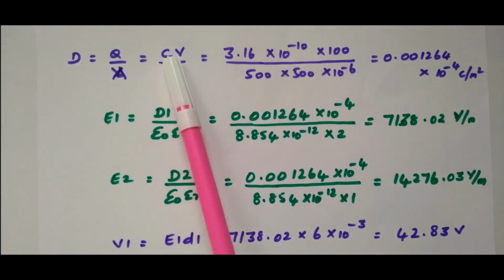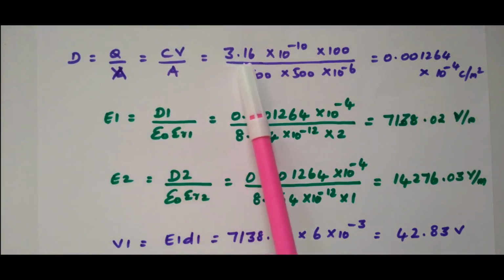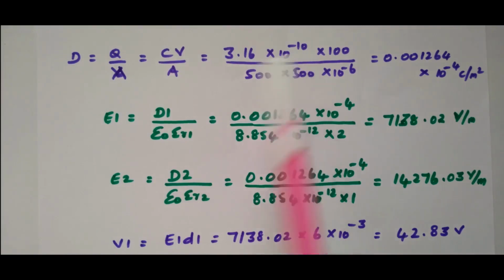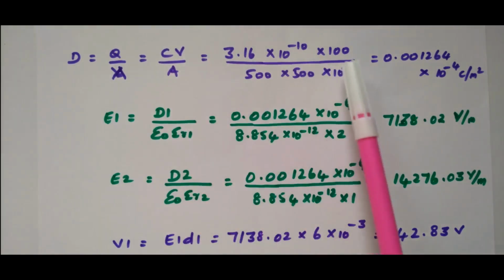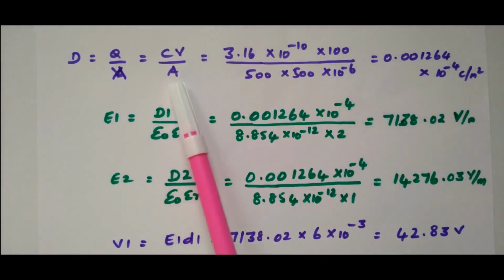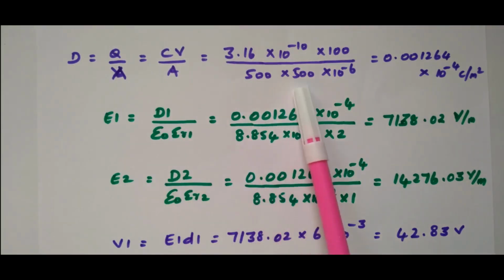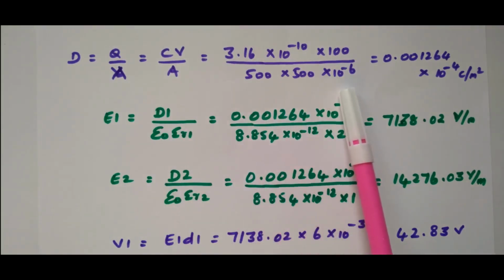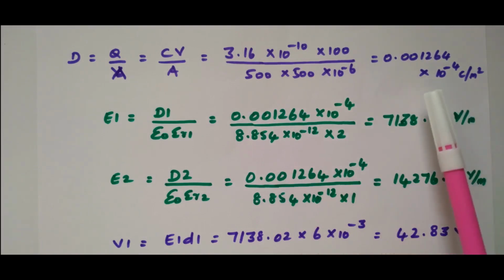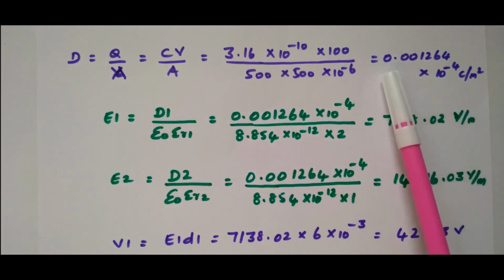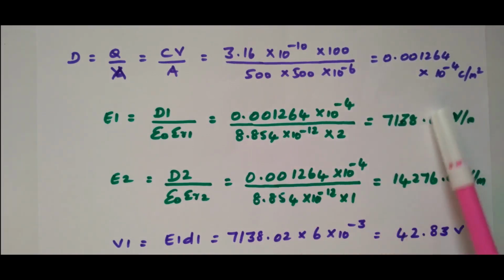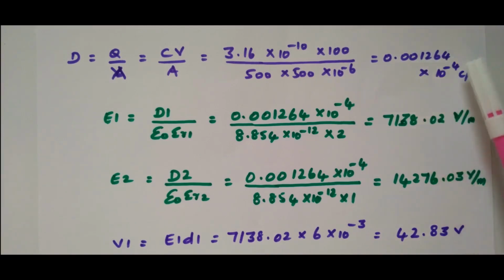Now we'll substitute the value of C. We calculated the capacitance, 3.16 into 10 to the power minus 10. The applied voltage is 100. What is the area? 500 into 500, 10 to the power minus 6, right? We will substitute all the values. It is better to take 5 to 6 decimals so that the answer will be very accurate. Normally, if you take 6 digits after the decimal, the answer will be very near, right?